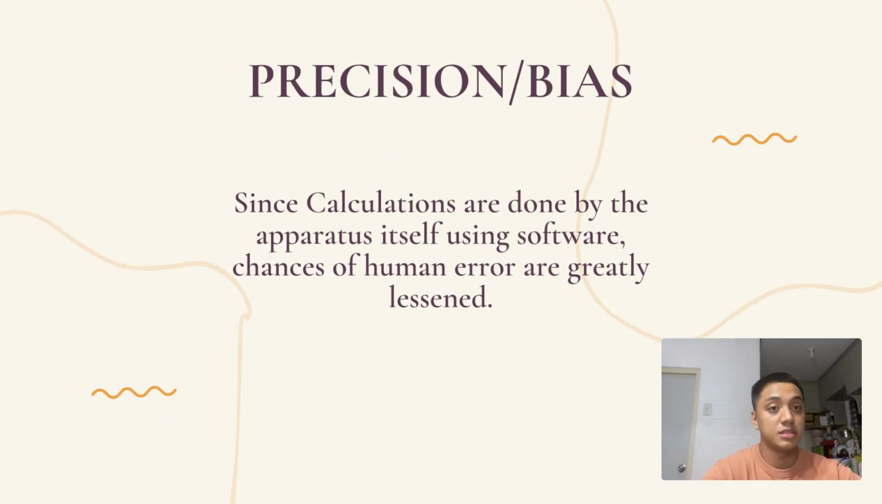This is Jeffrey Stevens, and for precision and bias, since the calculations are done by the apparatus itself using software, chances of human error are greatly lessened. By this, more accurate results will be observed.